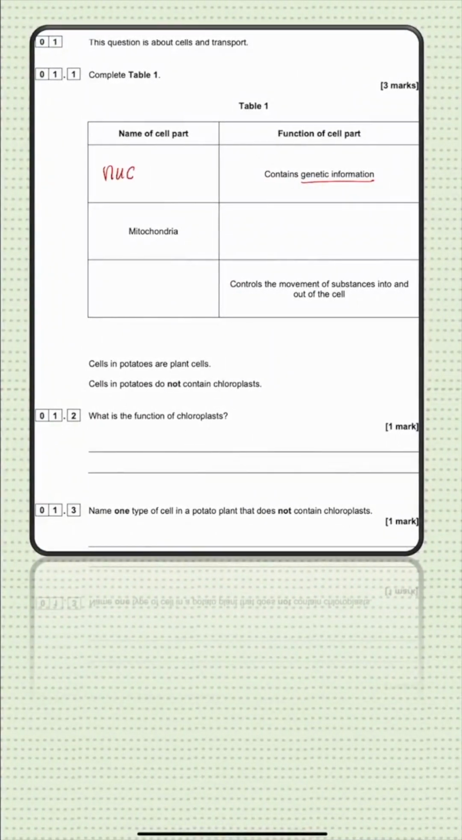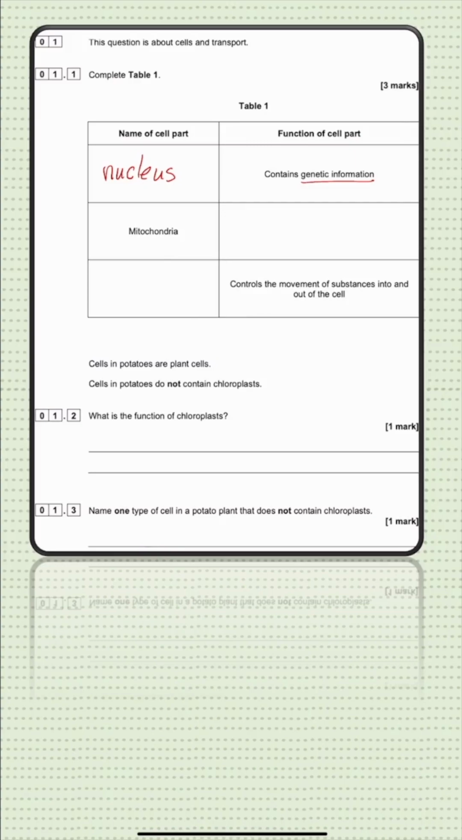1 mark there. So what we'll do, in every live I'll do a few exam questions, and then I'll show you the mark scheme at the end, so we can compare and see exactly what the examiners will look for. So the nucleus for the first one.